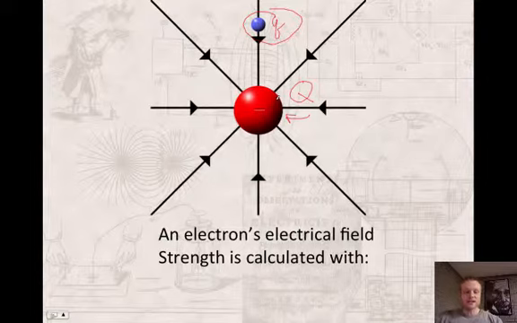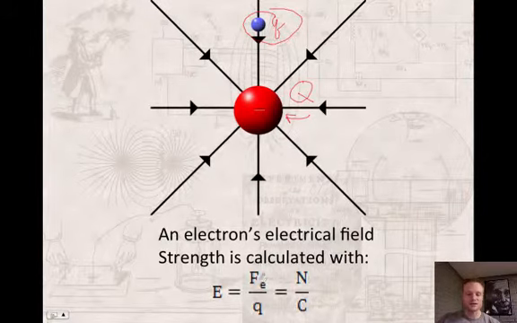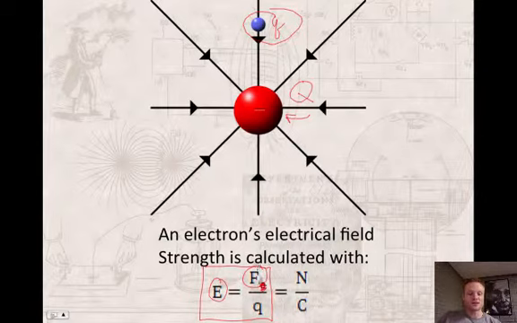An electric field's strength is calculated with this formula: E equals F over little q. The units are newtons per coulomb. This is the formula we're going to use to calculate either the intensity of the electric field, which is E, or the force on little q, or you can figure out the charge of little q if you need to.